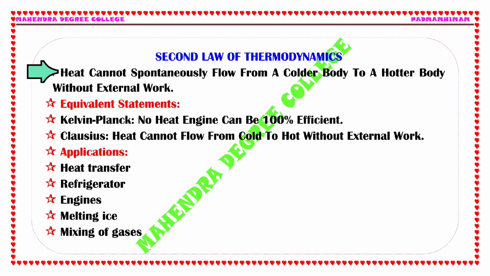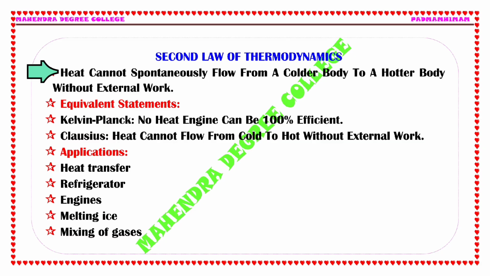Example: if you keep an ice cube in a warm room, heat flows from the room (hot body) into the ice cube (cold). No spontaneous reverse flow. It means heat will not move on its own from the ice cube into the room. This is against nature's direction of heat transfer.